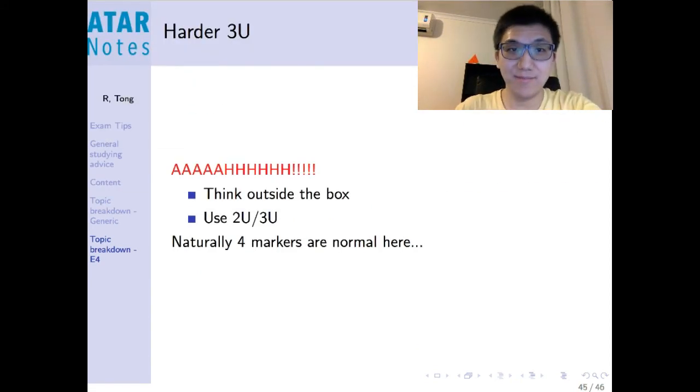Hardest 3 unit. Basically, that is everything. Everything in hardest 3 unit is targeting band E4, unless it's the one little no-brainer just to make you feel a bit better. Well, it made me feel better, at least, when I was doing 4 unit, you know?